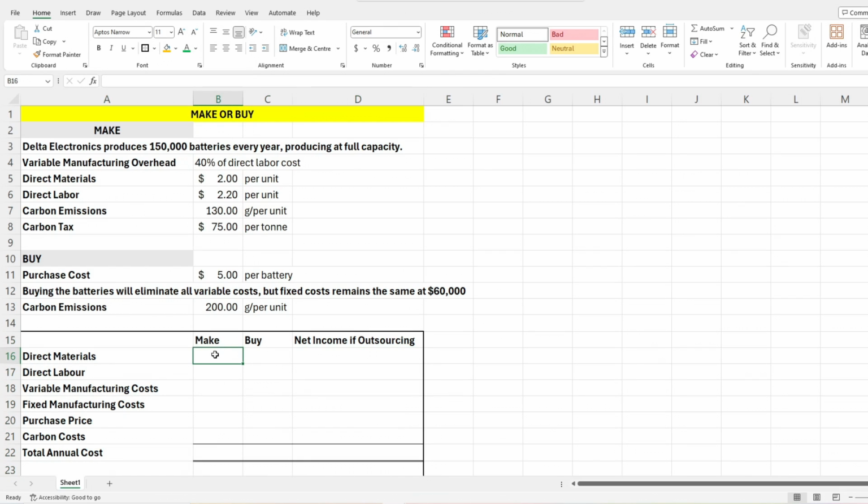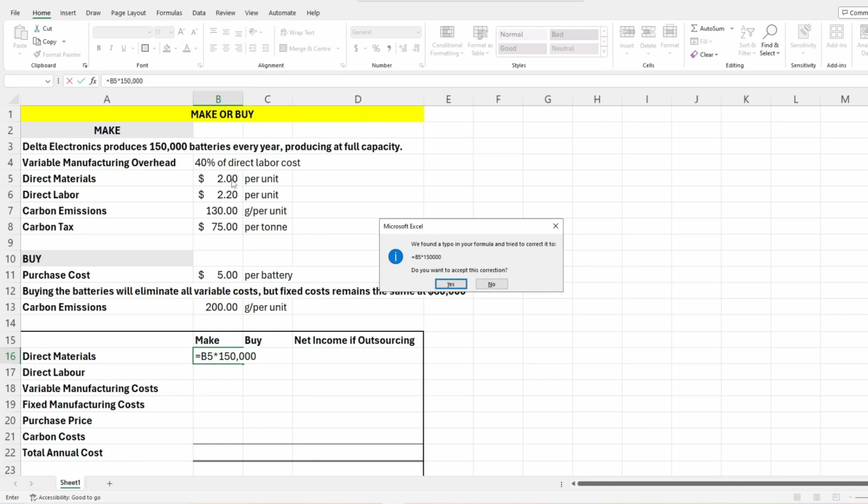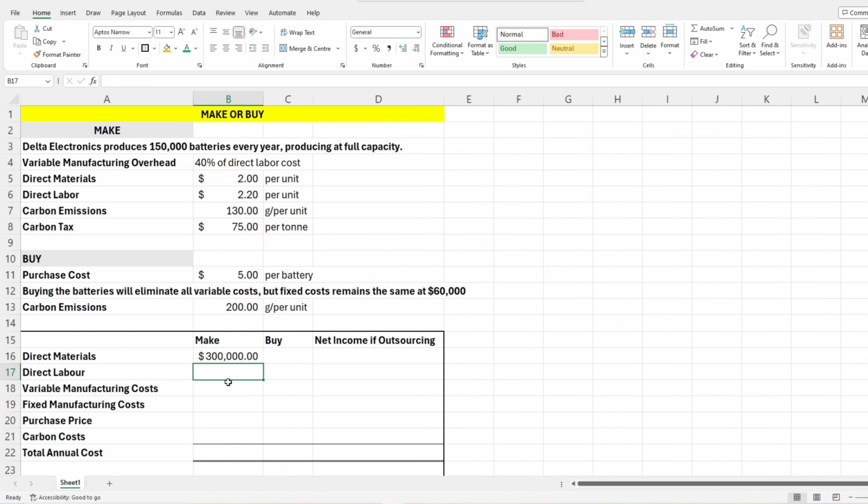All right, so to start off with the make column, so direct materials, so here we're giving $2 per unit. So I'll select the $2 and then times the amount of units we want to produce, so 150,000. It'll just ask me and I'll just say yes. Direct labor, I'll do the exact same thing. So direct labor, it's $2.20 times 150. So that gives you 330. Variable manufacturing cost, it says here variable manufacturing cost is 40% of direct labor cost. So all you'll have to do is just click on direct labor times 0.40 and gives you 132.